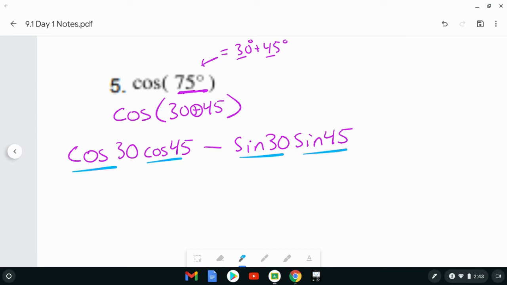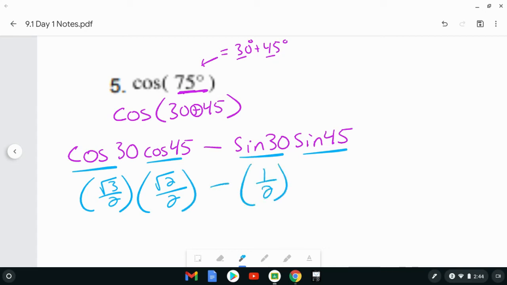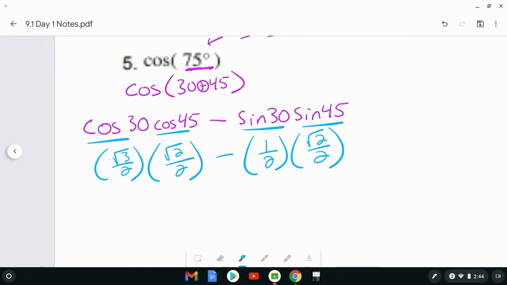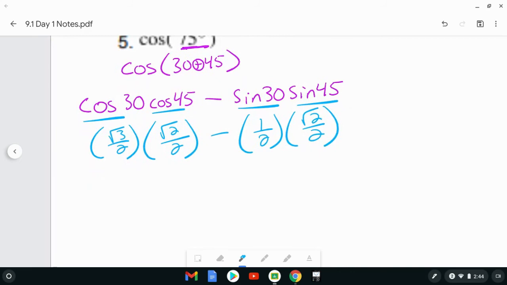So the cosine of 30 degrees is the square root of 3 over 2, because that's the x value at 30 degrees on the unit circle. Cosine of 45 is the square root of 2 over 2, minus sine of 30 is going to be 1/2, and the sine of 45 is again root 2 over 2. We get the square root of 6 over 4 for that first term, minus the square root of 2 over 4 for that second term.